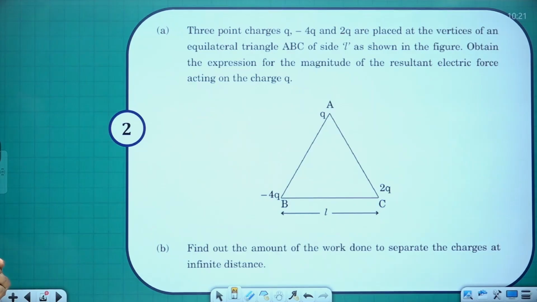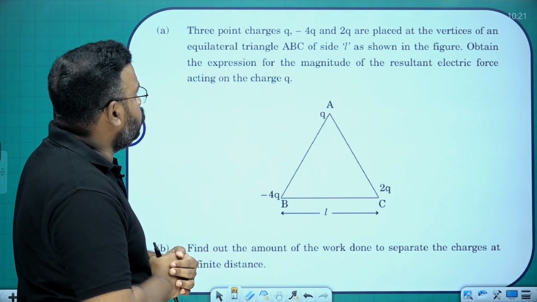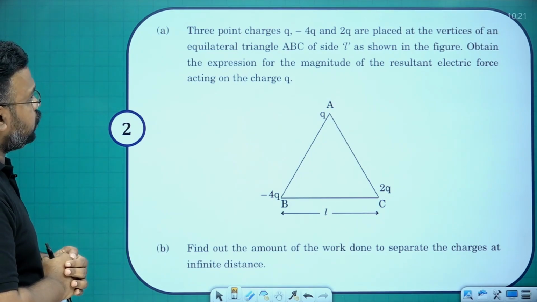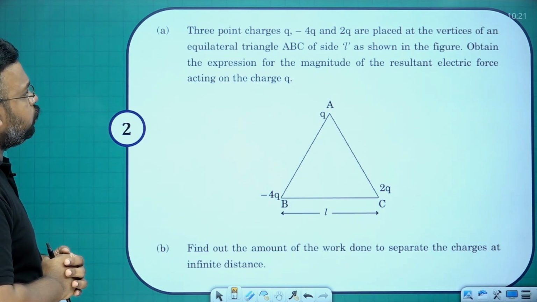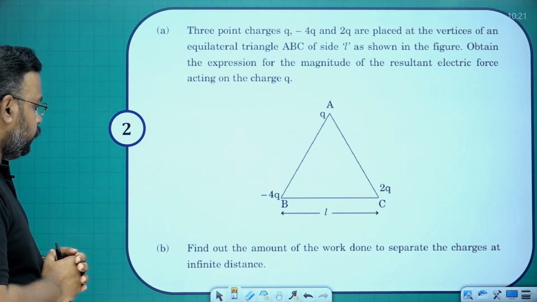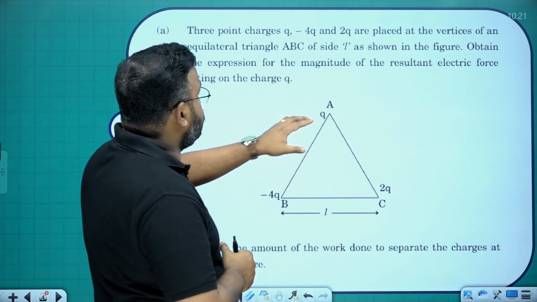Question number 2. 3 point charges Q, minus 4Q, 2Q are placed at the vertices of an equilateral triangle ABC of side L as shown in the figure. Obtain the expression for the magnitude of the resultant force acting on the charge Q. Find out the amount of work done to separate the charges to infinite distance. Okay, let's do the first question.